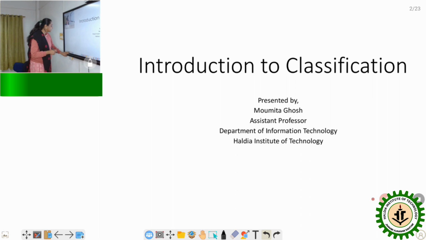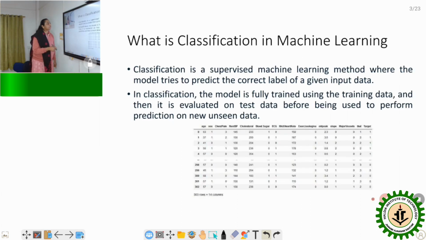So, what is a classification problem? Classification is a supervised machine learning algorithm where we can predict the class label of given input data. In classification, the model is first trained using the training data, and then it is evaluated on the test data before being used to perform prediction on new unseen data.